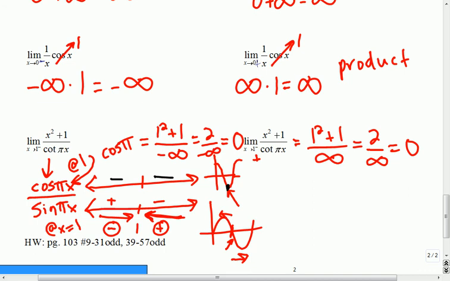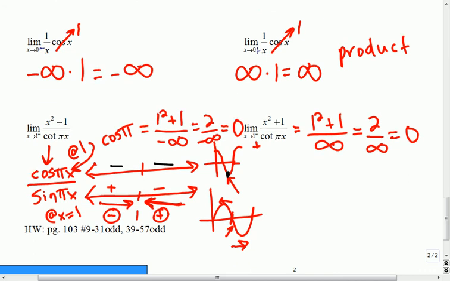Okay, so that will conclude our discussion on infinite limits. I'll get you the homework.